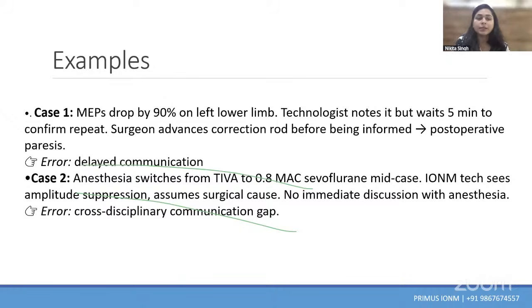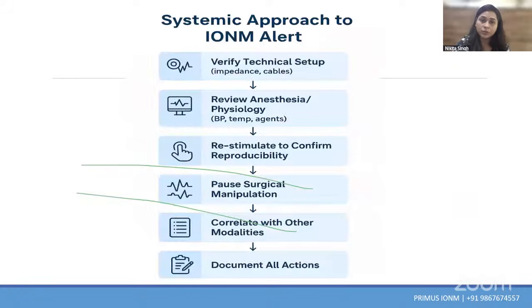The second case example is anesthesia, when the anesthesia team switches from TIVA to MAC 0.8 sevoflurane. In the mid case, the amplitude has dampened and suppressed, assuming it is a surgical cause. No immediate discussion was there between the neurophysiologist and the anesthesia team. Therefore, there was a cross-disciplinary communication gap, which could lead to miscommunication. So these are the basic IONM alert criteria, or we can say how we can avoid IONM errors.